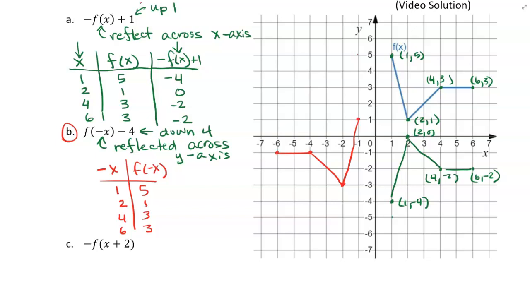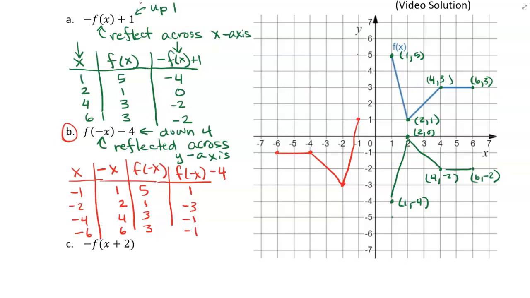But now I need the input to match the values that are valid inputs for f of x, right? So then what does x have to be on this new function? Well, this has to be -1, -2, -4, and -6. And then we're taking f of negative x, right? We're taking the output of f of negative x and we're subtracting 4 from it, right? So we're going to get 1, -3, -1, and -1.